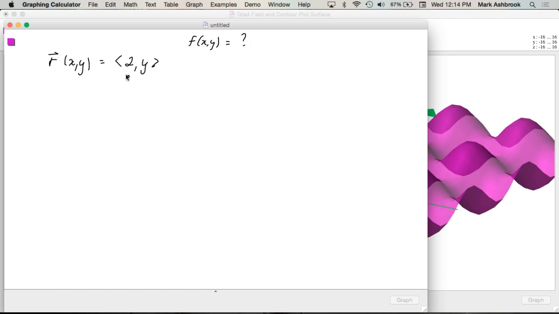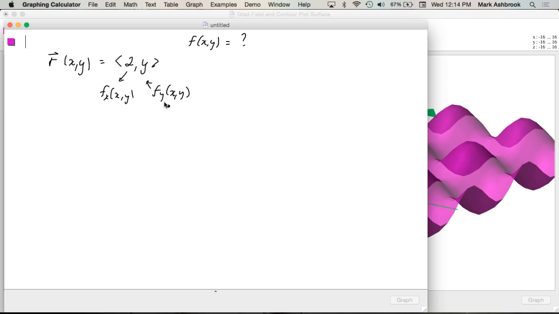What would the 2 be if this was a gradient field? What is the 2? Partial with respect to x. That's what that is. And the y is? Partial with respect to y.